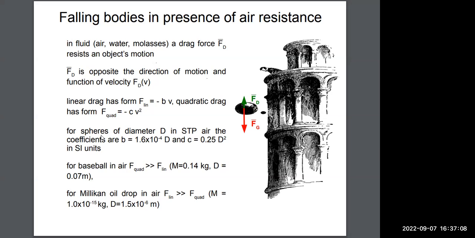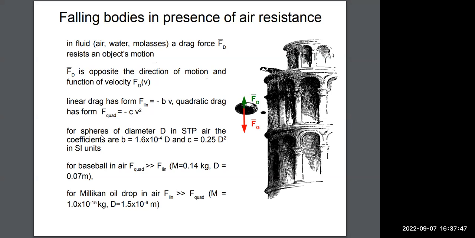So if an object is falling through, say, air, or maybe water or some other viscous fluid, then in general there's a force that resists the motion of the object. There's what we call a drag force. So F_D here is our symbol for the drag force. Generally, that drag force is opposite the direction of motion, and it is a function of the velocity of the falling object.